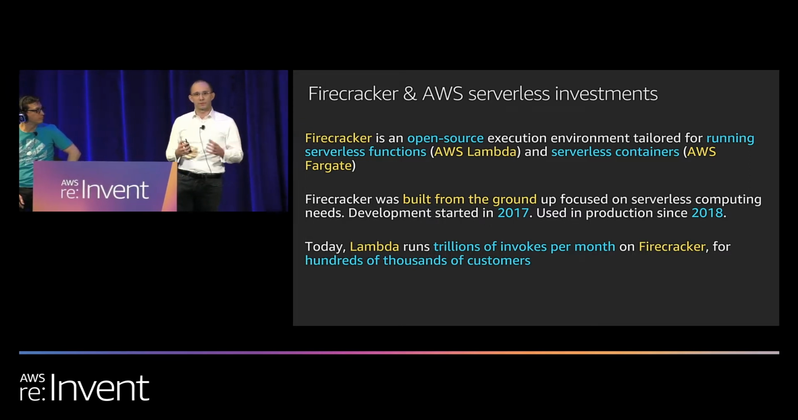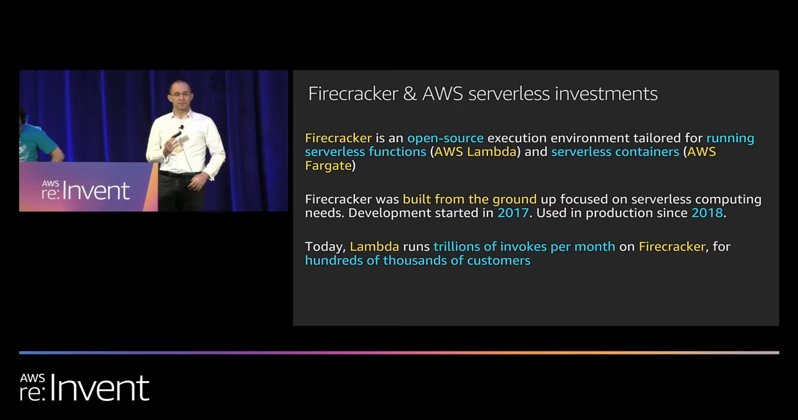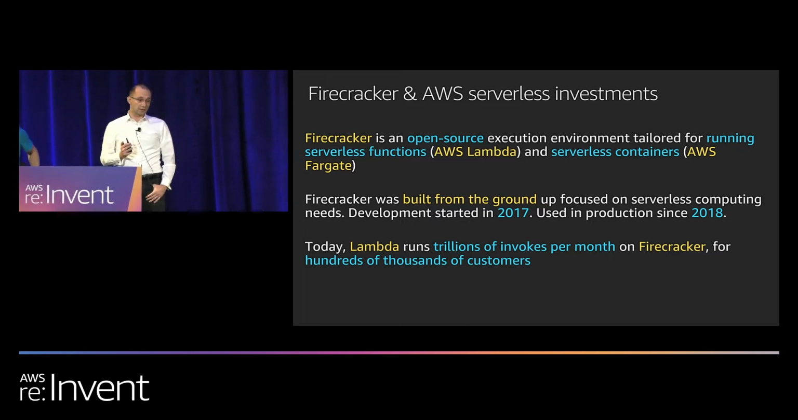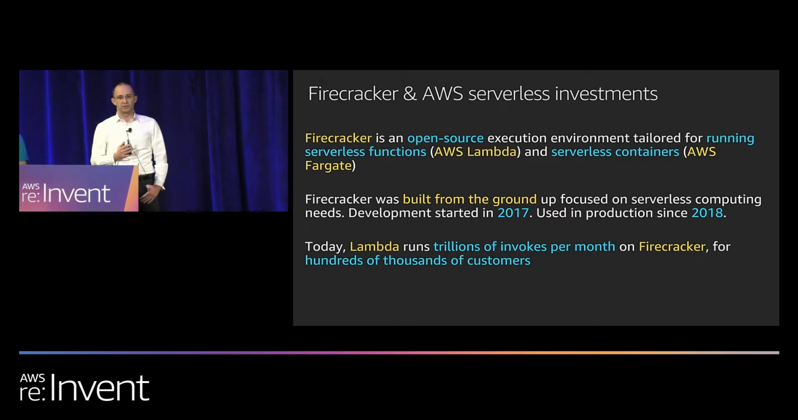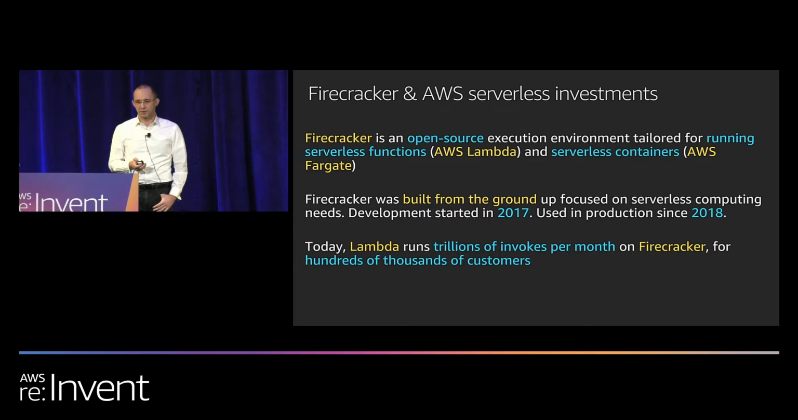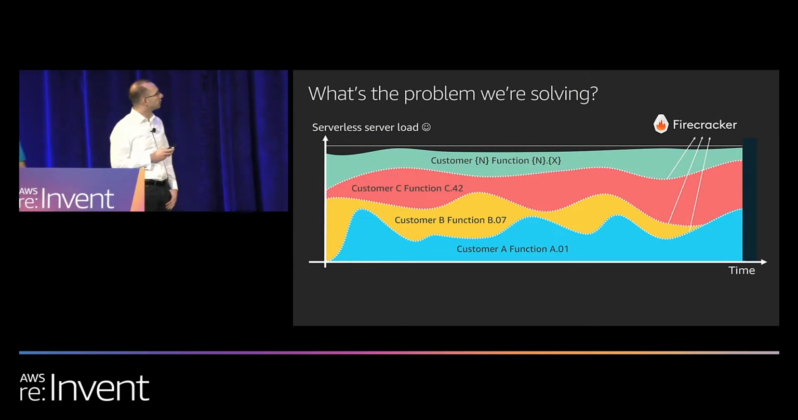We built Firecracker from the ground up to serve this exact purpose. We started in 2017. It's been in production since 2018. And currently, AWS Lambda runs trillions of function invocations per month in Firecracker execution environments for hundreds of thousands of customers. So let's take a closer look at the problem that we're solving.